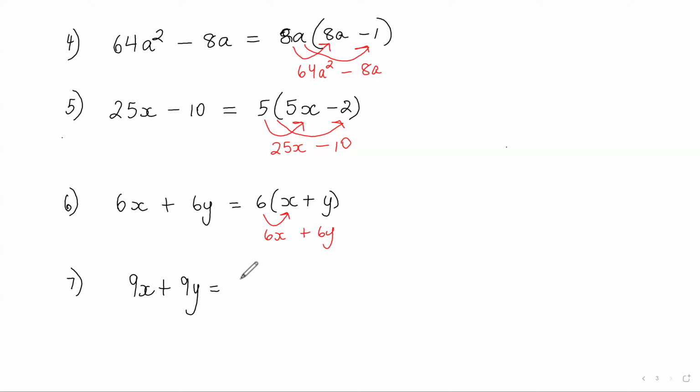The highest common factor is 9, and you just multiply them by x plus y. That's right, because 9 could go into 9x x times, and 9 could go into 9y y times. And 9 times x is 9x, and 9 times y is 9y. Good.